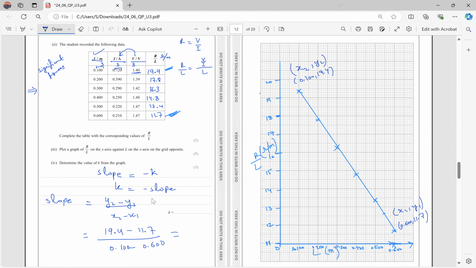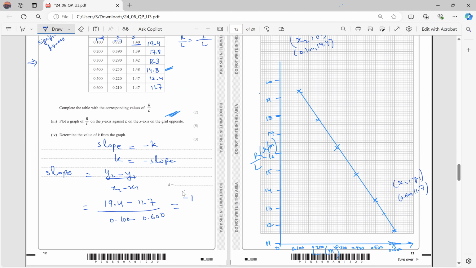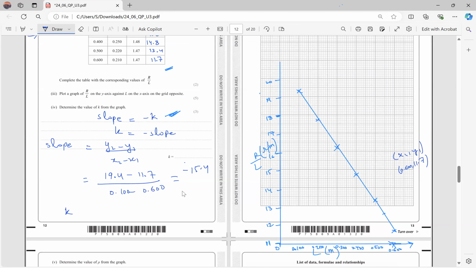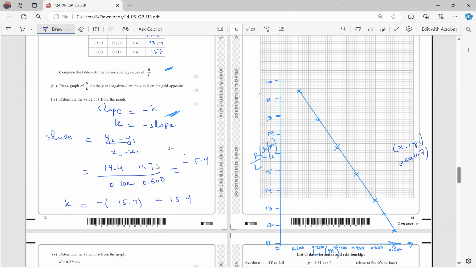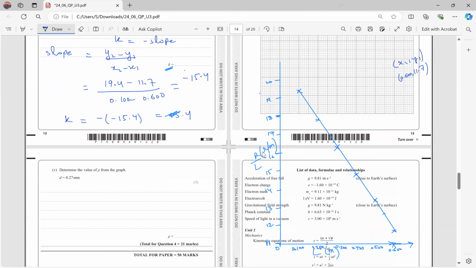So we get minus 15.4. That is the slope. And to find k, it would just be the negative slope. So minus of minus 15.4, that is positive 15.4. I'm sorry, the graph is moving just alongside because it's annotated.